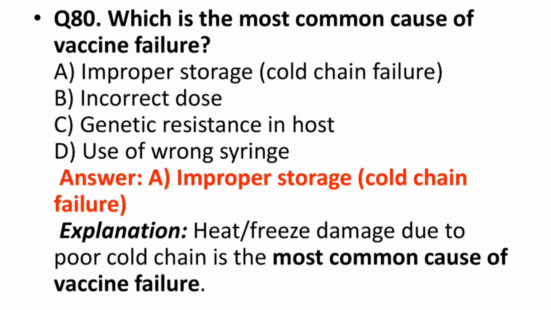Which is the most common cause of vaccine failure? Option A, improper storage, cold chain failure; option B, incorrect dose; option C, genetic resistance in host; option D, use of wrong syringe. The correct answer is option A, improper storage, cold chain failure. Heat and freeze damage due to poor cold chain is the most common cause of vaccine failure.